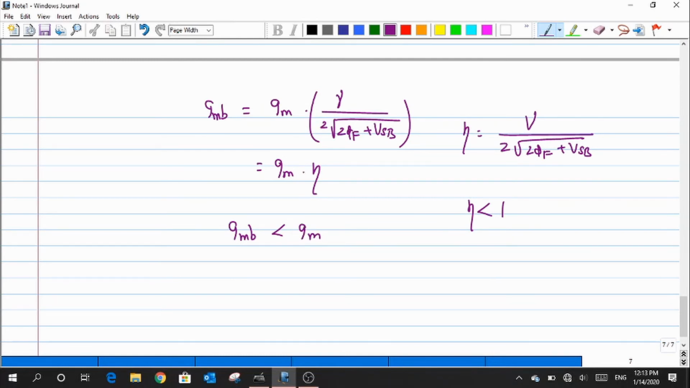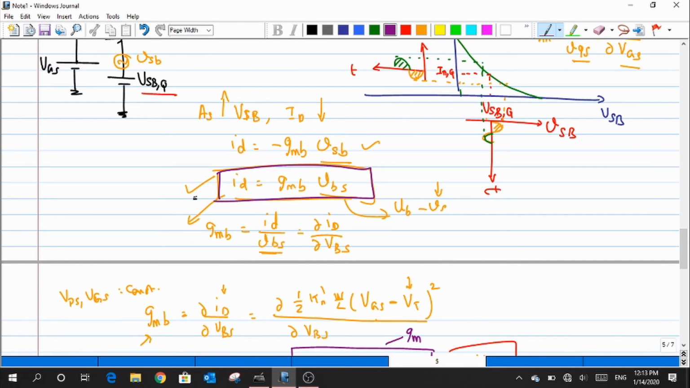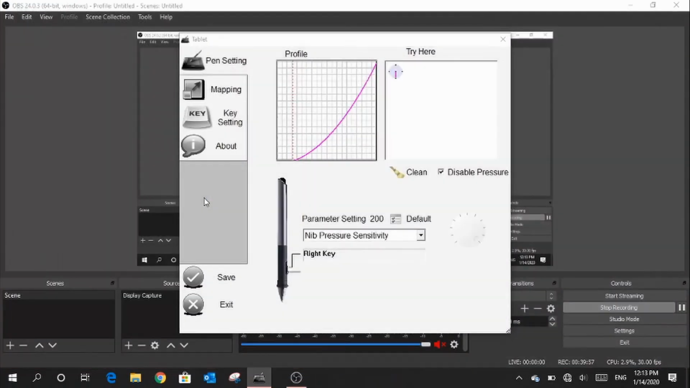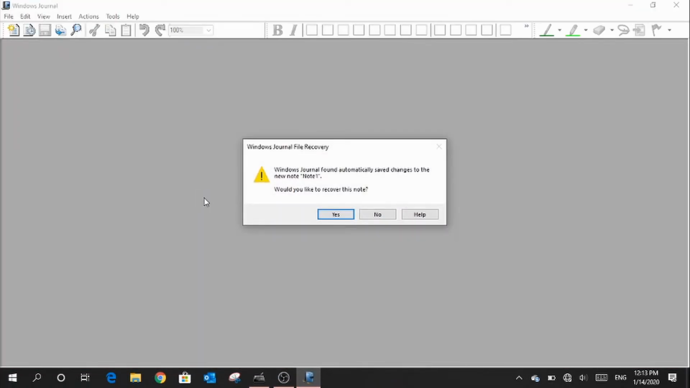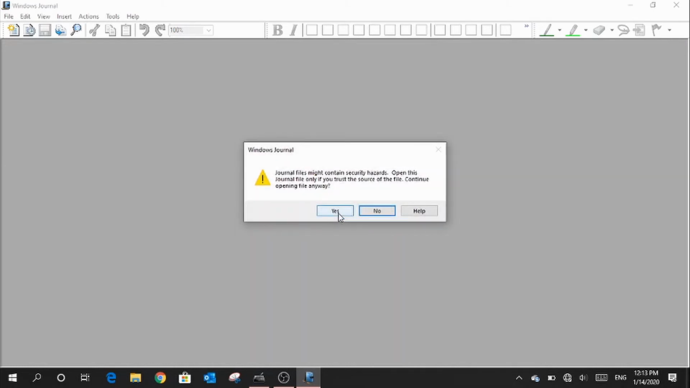So I just want to see how this particular expression fits into our small signal model. In order to demonstrate this, right now my current task is to draw the small signal model for this expression, which is ID equals gmb times VBS. Now in order to draw this model and make sense for you, I go with a device which doesn't have any body effect, which means I'm going to have both the source as well as the body at the same potential.